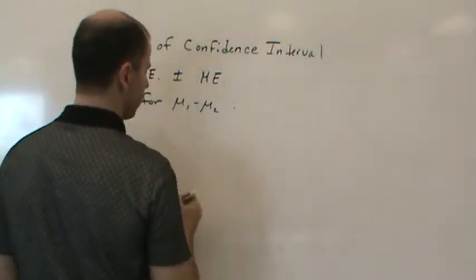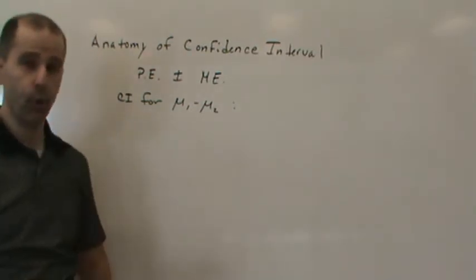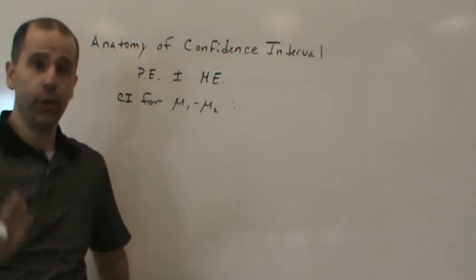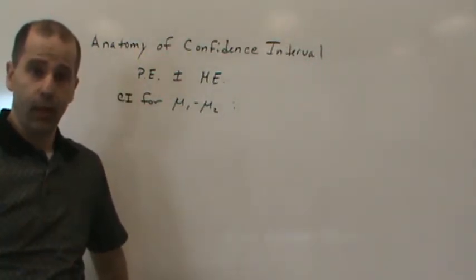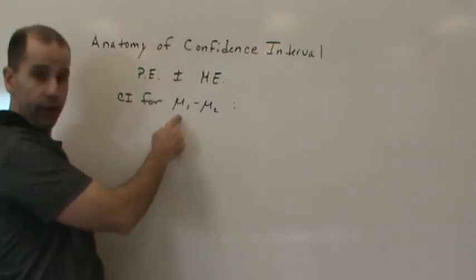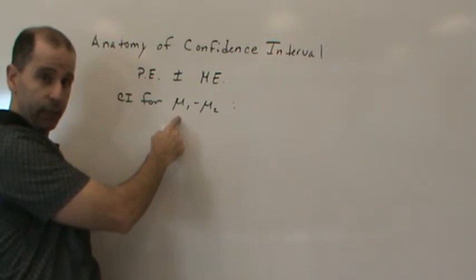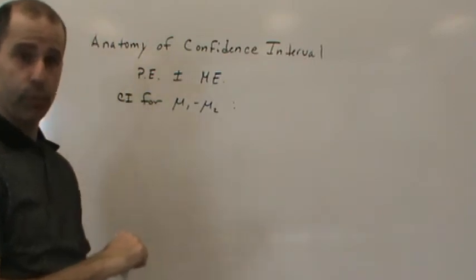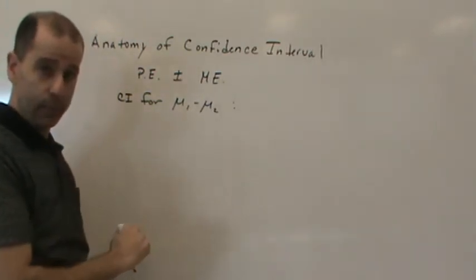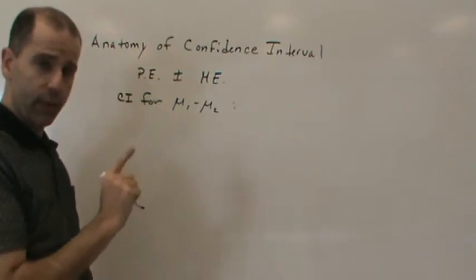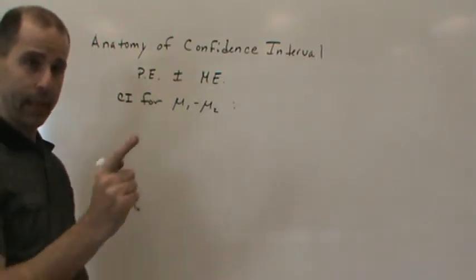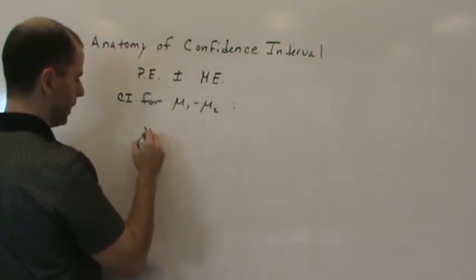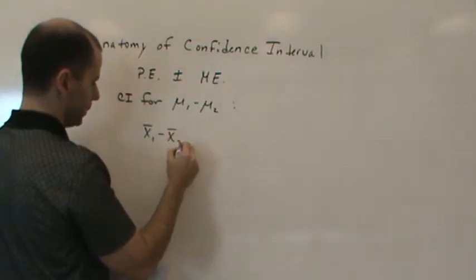Now, what is the point estimate that we're going to use for mu1 minus mu2? Well, think about it. What was the best point estimate for mu? It's the sample mean. Well, if the best point estimate for mu1 is x bar 1, the sample mean from population 1, and the best estimate for mu2 would be x bar 2 from a random sample from population 2, then doesn't it make sense that the best point estimate would be x bar 1 minus x bar 2? Yes. So our point estimate is going to be x bar 1 minus x bar 2.